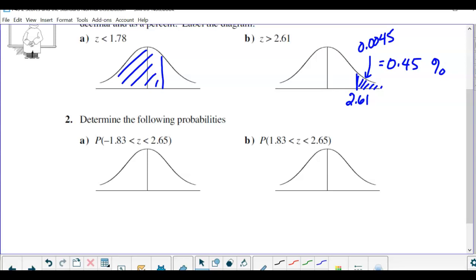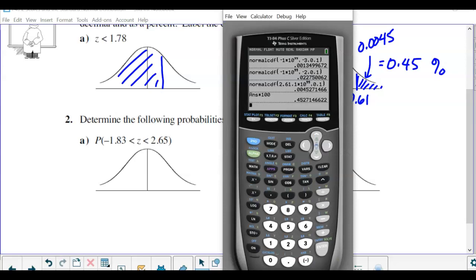So next one, no infinity in these ones. Okay, so distribution, normal CDF, and now we're going from lower, negative 1.83, to higher, 2.65. So what's that? That's kind of like here to here.